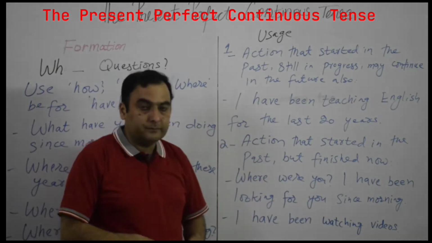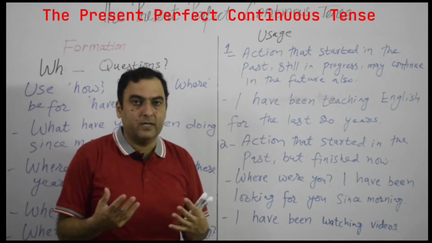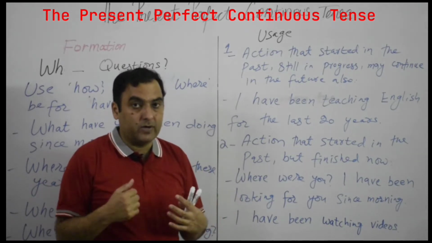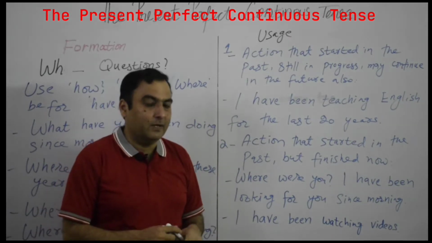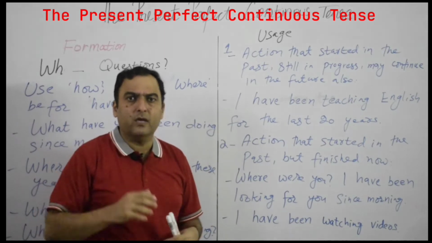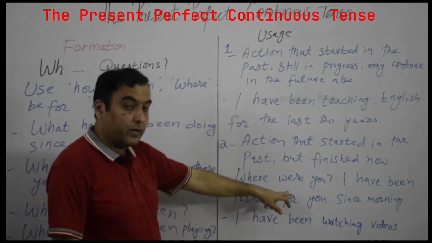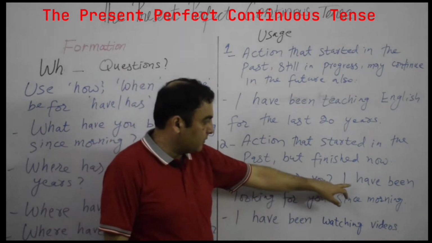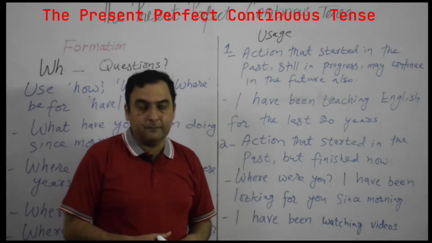For example, you're looking for your friend, and you call your friend, but he or she is inaccessible. His or her phone can't be reached, and all of a sudden your friend turns up and you ask him or her, where have you been? I have been looking for you since morning. So where were you, or where have you been? Where were you? But that's not our focus. Our focus is this: I have been looking for you since morning.